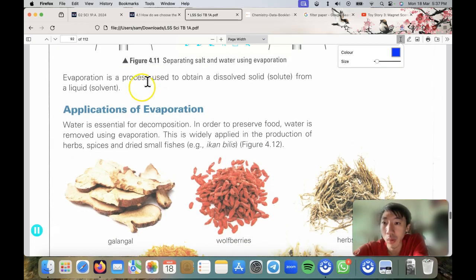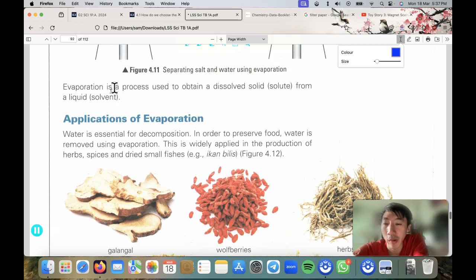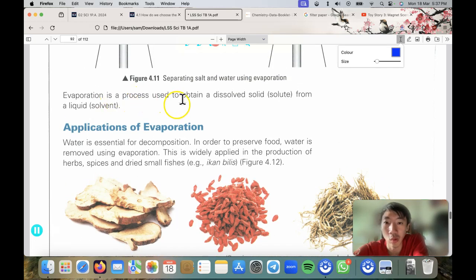Okay, so what is evaporation for? It's a process that's used to obtain a dissolved solid, such as a solute, from a liquid, the solvent. An example: the solute will be salt, the solvent will be water. Okay, can we use it for other things? Yes, but the most common one, of course, will be water and salt.